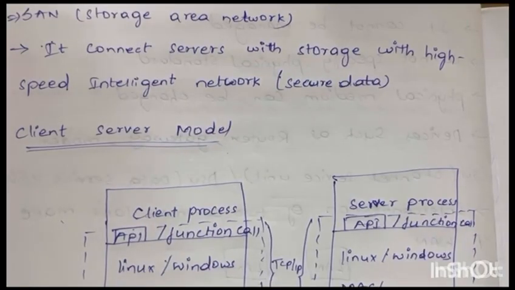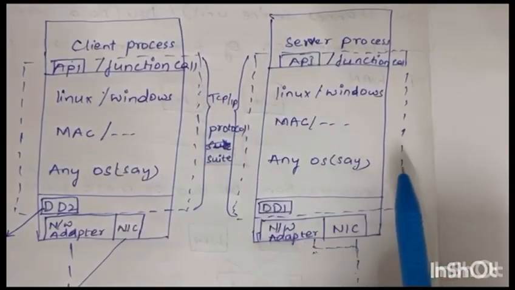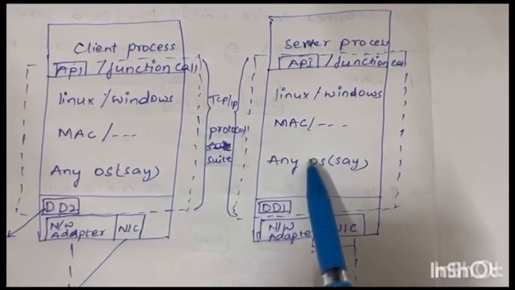SAN is a storage area network. It connects the servers with the storage with a high-speed intelligent network. Nothing but it acts as a mediator in between the servers and the high-speed intelligent network. It basically secures the data. So let's see an example for the client process and the server process.